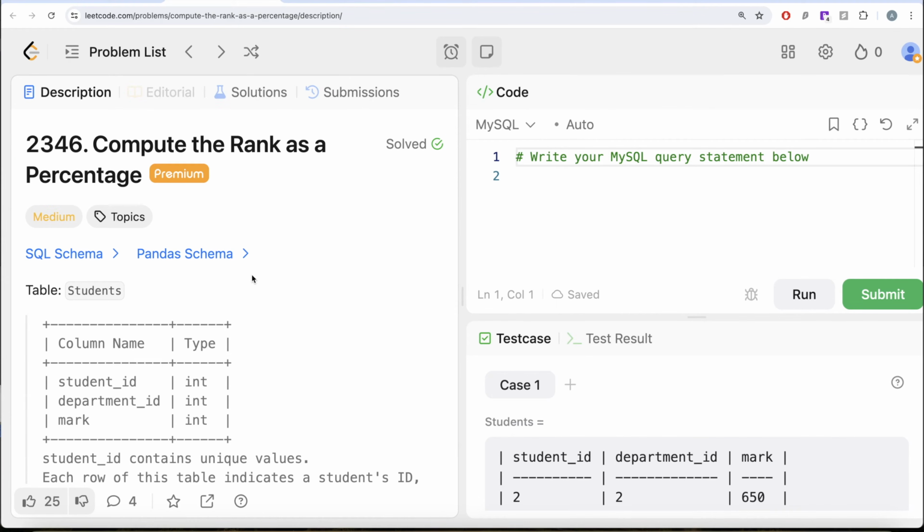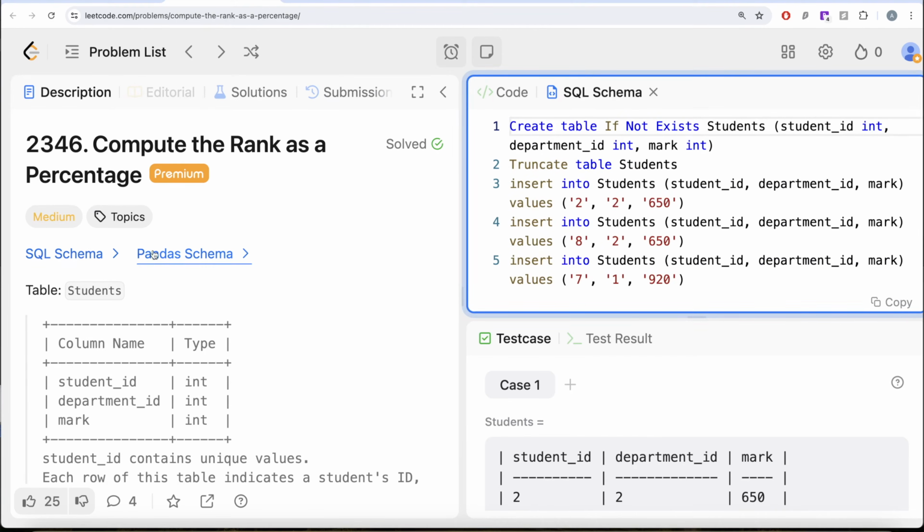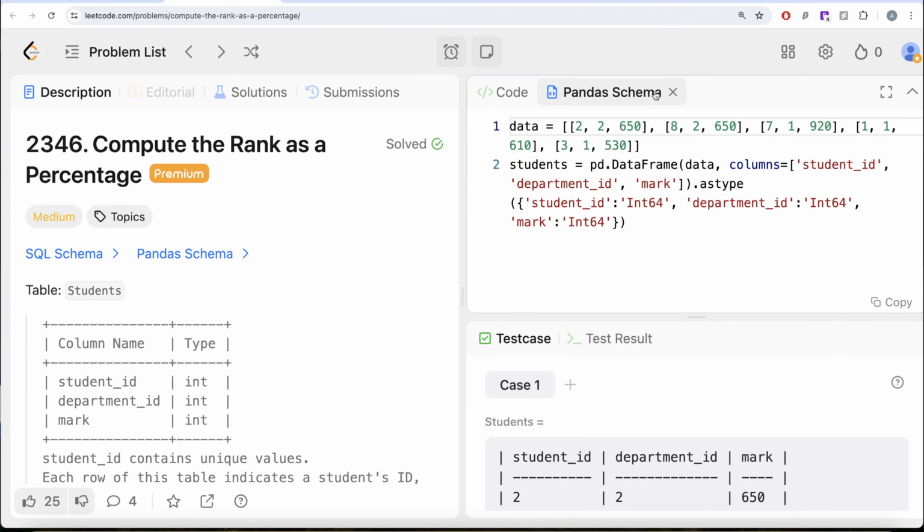This channel, Aware Science, is all about trying to learn various concepts of data science by practicing a lot of questions. In this video, we are going to solve this question on Leetcode regarding compute the rank as a percentage. The difficulty level of this question is medium, and I'm going to share the SQL schema as well as the Pandas schema in the description box below.